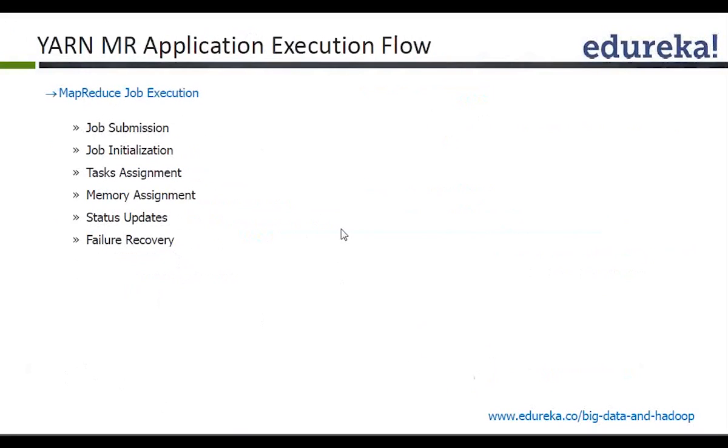Whenever you run any job, that is, hadoop jar and the name of the jar file, there would be a job submission phase. There would be a job initialization phase. Every job will be broken into multiple tasks based on the blocks. There would be memory assignment. Then it will look out for status updates to see whether the task has happened or not. And finally, in case of a failure, it will take care of failure recovery. This is the complete life cycle of an application execution. We are actually going to see that in a series of steps now.